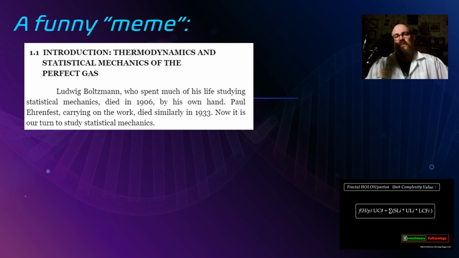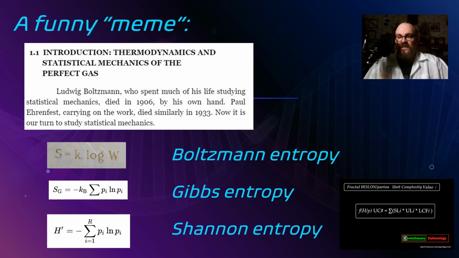Meantime, time for a joke again. Here's a funny meme that's been going around on X or Twitter or whatever it's called these days. Thermodynamics and statistical mechanics of the perfect gas. Ludwig Boltzmann, who spent much of his life studying statistical mechanics, died in 1906 by his own hand. Paul Ehrenfest, carrying on the work, died similarly in 1933. Now it is our turn to study statistical mechanics. I find that funny. Anyway, here's some formulas. Boltzmann's entropy, Gibbs's and Shannon's, information theory, information science, which is a meta-science or a meso-science. Anyway, I thought that was funny. I laughed when I read that meme on the socials. Next.